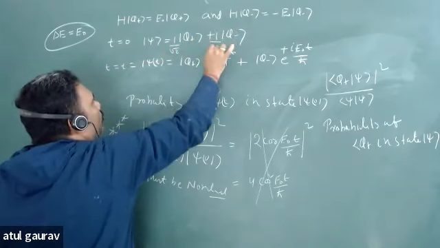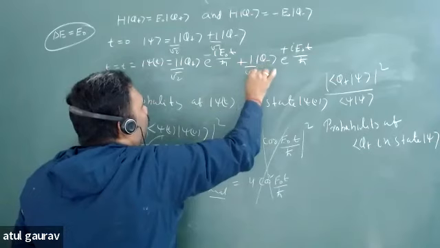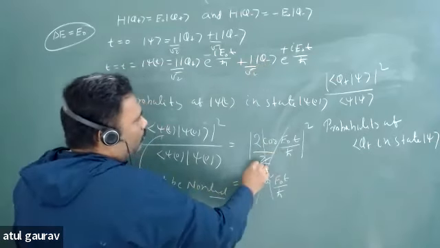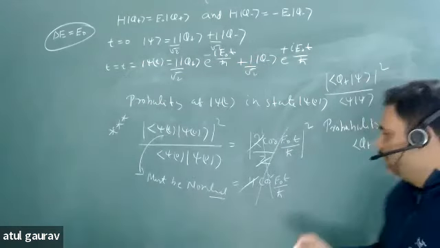So what you will get here? 1/√2. Similarly, you will get 1/√2. So what will happen? You will get 2 here also, and this will cancel out, and you are getting this particular thing, isn't it?